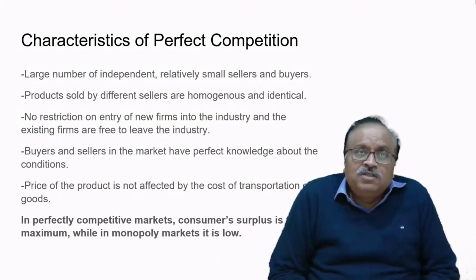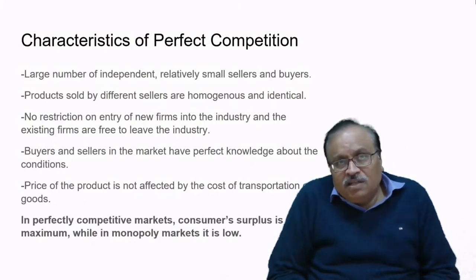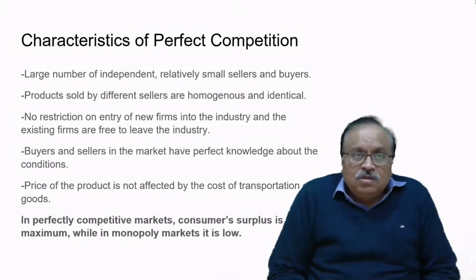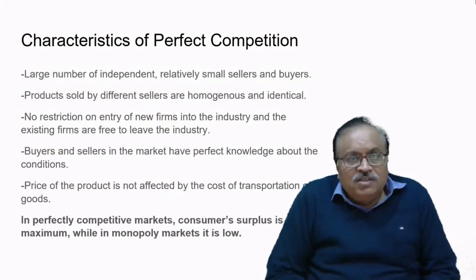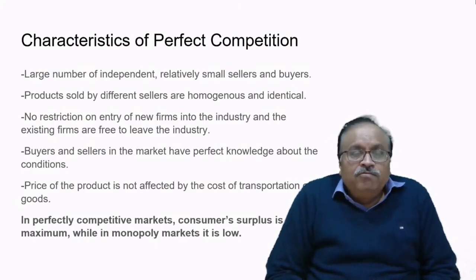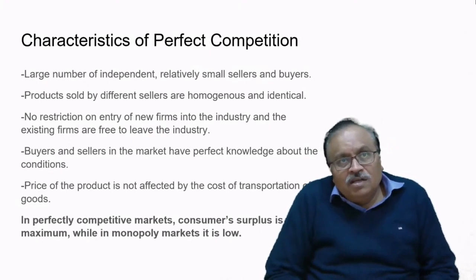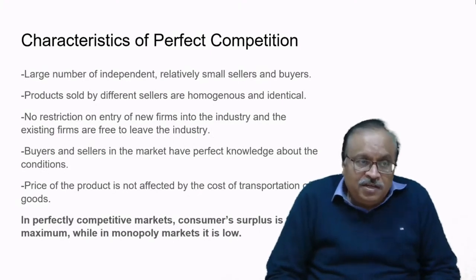The example is basically the vegetable markets, where we find that a large number of buyers are there and a large number of sellers are there. So the price of the product is basically determined by the market. Products sold by different sellers are homogeneous and identical. So if we purchase, say, in a vegetable market, tomato from one seller or another seller, the product remains the same for everyone. So the products are homogeneous and identical.